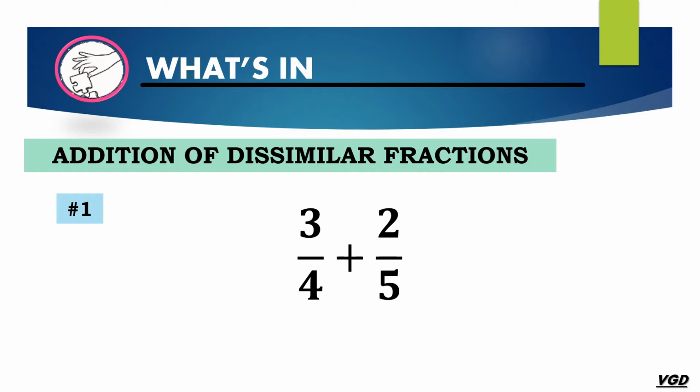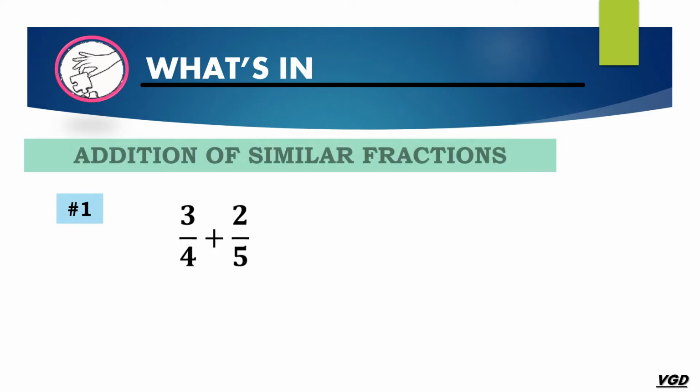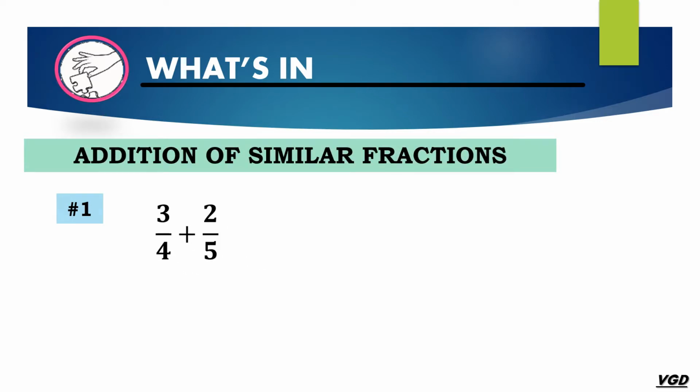Let's have this example, addition of dissimilar fractions. Number 1, 3 over 4 plus 2 over 5. It is dissimilar because they don't have the same denominator. Since they don't have the same denominator, we have to get the LCD. And to get the LCD, we need to get the multiples of 4 and 5.